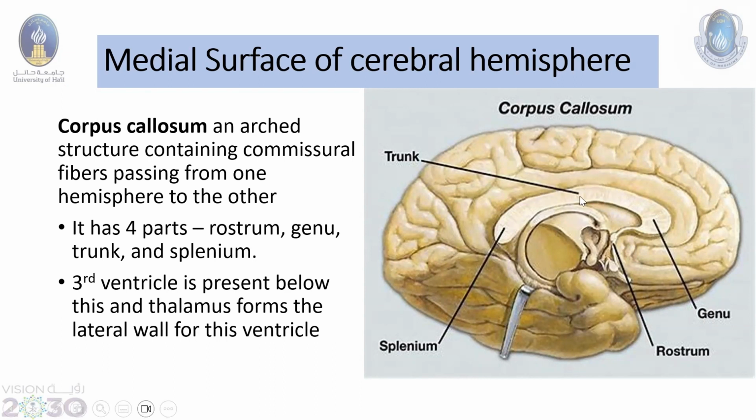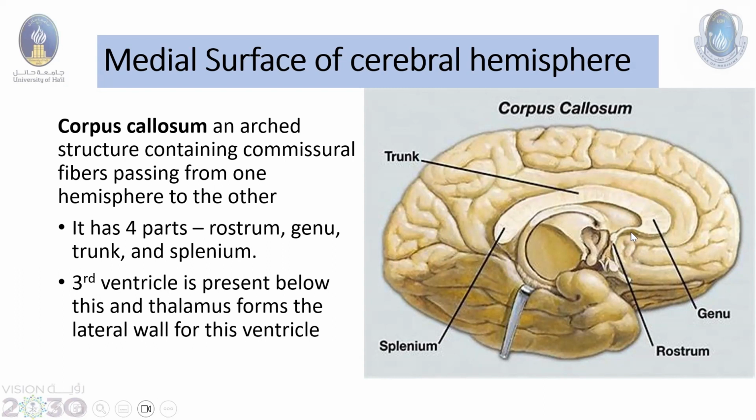What are commissural fibers? The fibers which connect one identical area of the cerebral hemisphere to the other similar identical area on the other cerebral hemisphere. That is called the commissural fibers. So this is the only connection between one cerebral hemisphere and the other through the commissural fibers. It is cut here so that you can see the different parts of the corpus callosum. So this is called the corpus callosum.